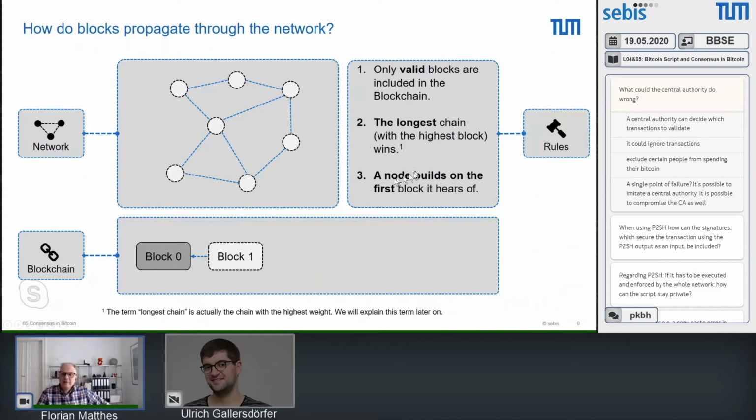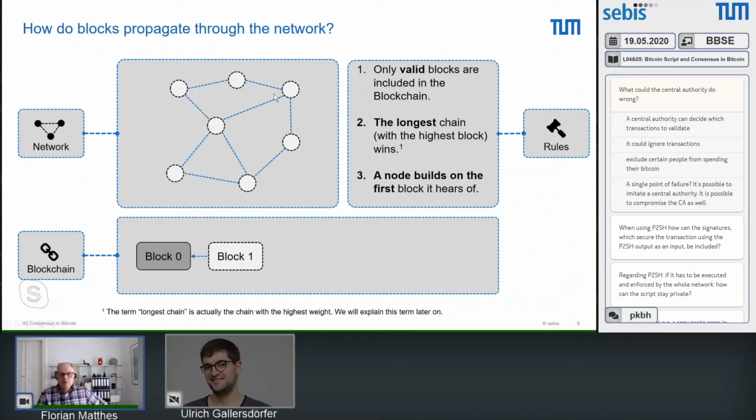And again, if multiple chains arrive, we don't wait for the next chain to come. Once we get a new block which is longer than another chain, we immediately build on that node. Yeah? So that's a very simple algorithm, what we're doing.